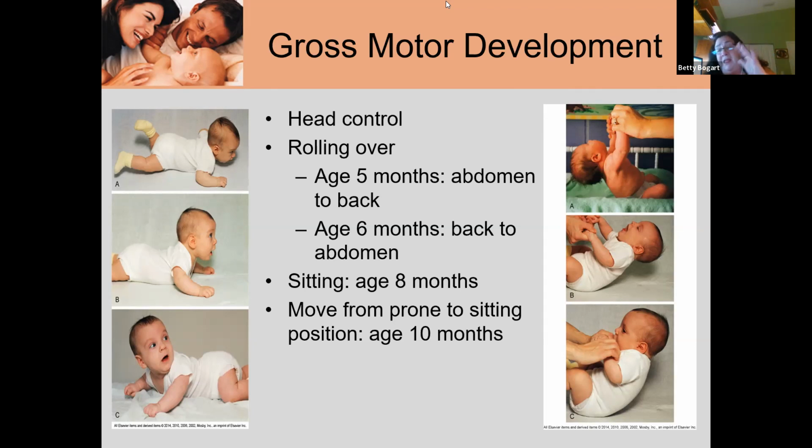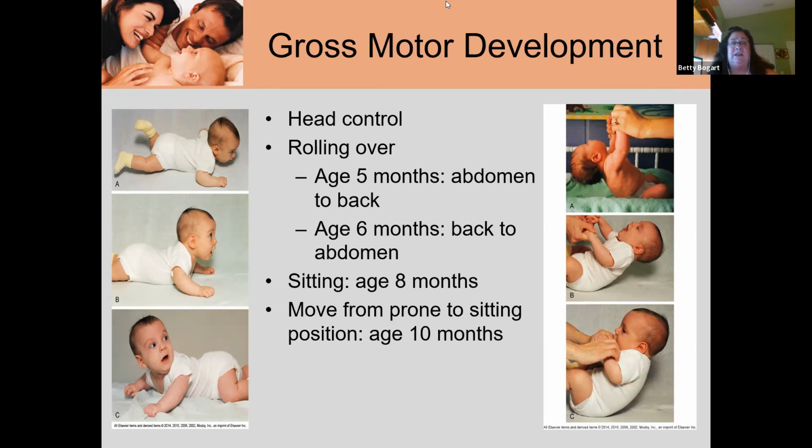That should be like around 5 months. Some kids are earlier, some kids slightly later, but about 5 months. By 6 months, they can go from their backs, prone position, and they can go over to their bellies. By 8 months old, they should be able to sit unsupported. And then at 10 months, they can go from their back and sit themselves up, doing all of those things.